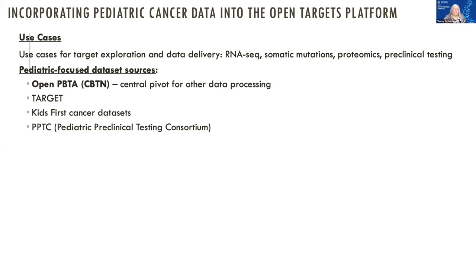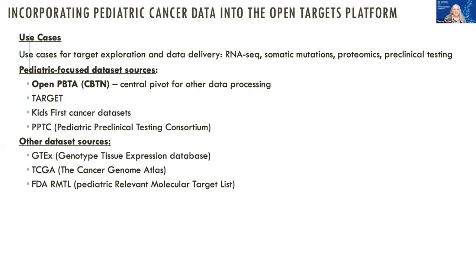And we've also identified pediatric focused data sources. So OpenPBTA and the CBTN data sets that have come through from the CBTTC and PBTA. That kind of data is our central pivot, actually, for other data processing, because OpenPBTA did such a good job, we believe, in taking data, for example, from the Kids First pipelines and updating it with tertiary analyses and downstream analyses, that we wanted to use that as a central pivot for all the other pediatric cancers we're going to be processing through. So that includes TARGET, Kids First cancer data sets, and things that might come out of the PPTC or other pediatric data sets. This is not exhaustive, but this is what we have so far.